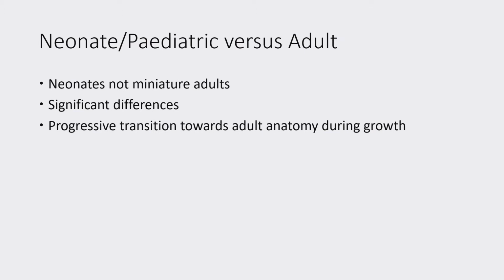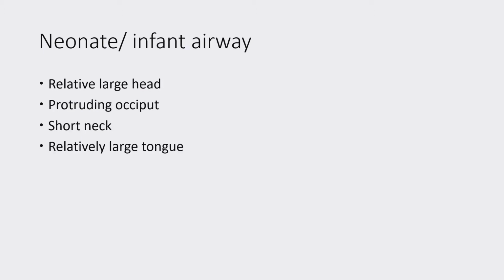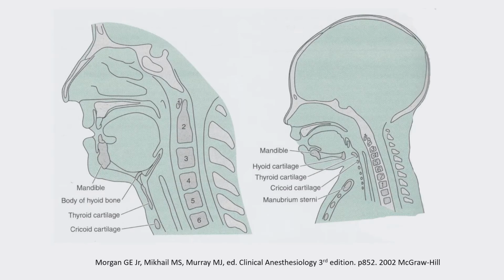I will first talk about the anatomy of the neonatal and pediatric airway and how they are different from the adult airway. Neonates are not miniature adults, and there are significant differences in the airway structures. During growth, there's progressive transition toward the adult anatomy. The neonate and the infant have a relatively large head, protruding occiput, short neck, and relatively large tongue. This picture shows the difference of the airway between an adult and a small child. The left side is an adult, the right side is a small child.